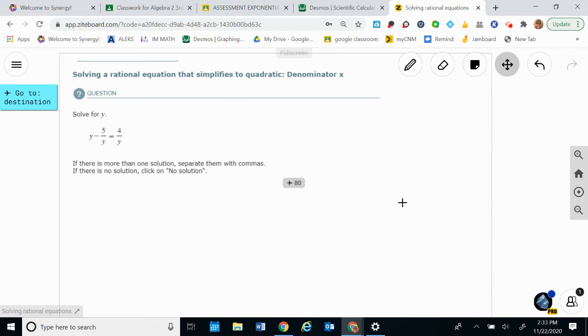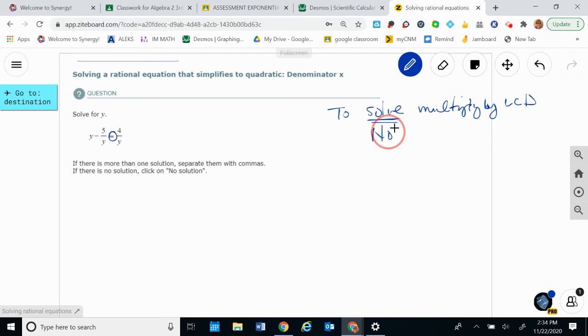All right, I think the second to last problem. Okay, so let's solve this. It's an equation. The only time you multiply by the least common denominator, you guys, is when you have an equation. I'm going to write that down. To solve, multiply by LCD, not for simplification. Not for simplifying, you guys.